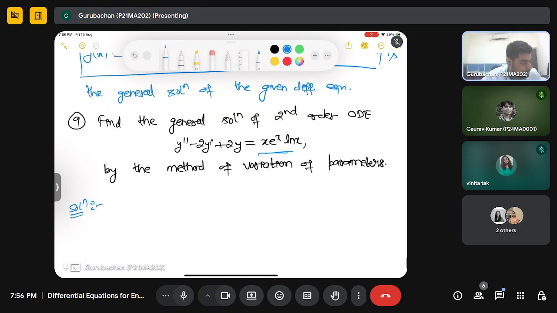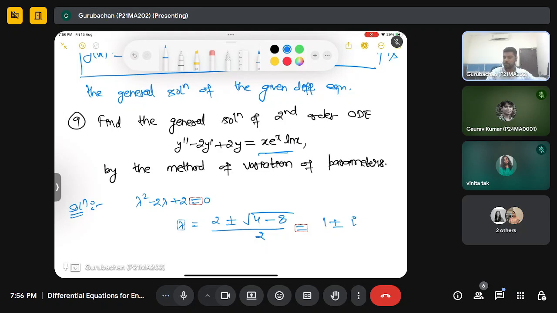So let us start. What is its auxiliary equation because of this homogeneous part? It will be like this. This is 2 plus minus the square root of 4 minus, this will give you 1 plus minus iota. Is it correct?